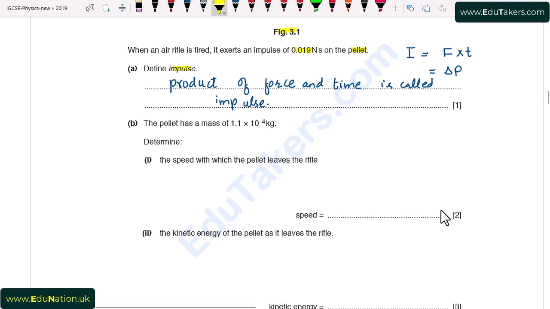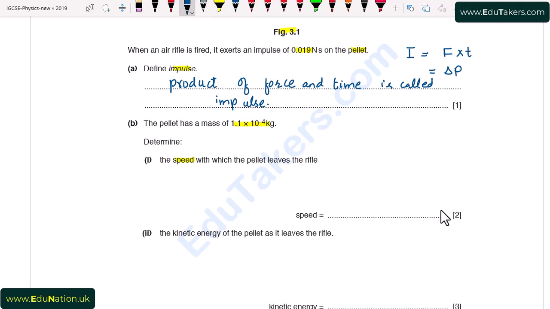Part B. The pellet has a mass of 1.1 times 10 to the power minus 4 kg. Determine part 1. The speed with which the pellet leaves the rifle. Here we have to find out the value of speed when mass and impulse are given.